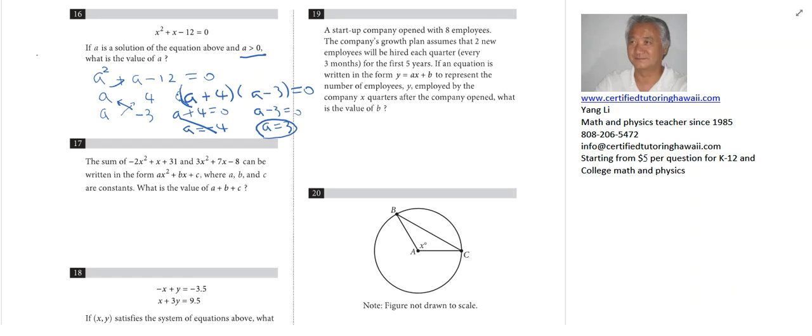I'm continuing to explain the question for the SAT practice test from College Board Test 8, Section 3, number 17. Look at number 17. It says the sum of negative 2x squared plus x plus 31 and 3x squared plus 7x minus 8 can be written in the form of ax squared plus bx plus c, where a, b, and c are constants. What is the value of a plus b plus c?